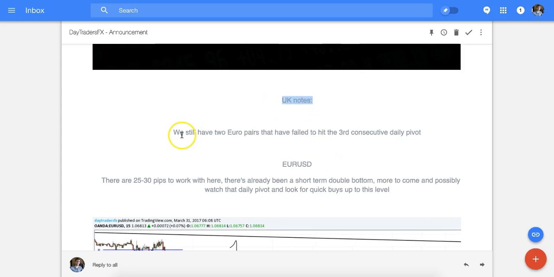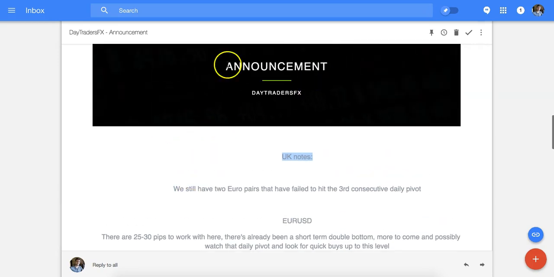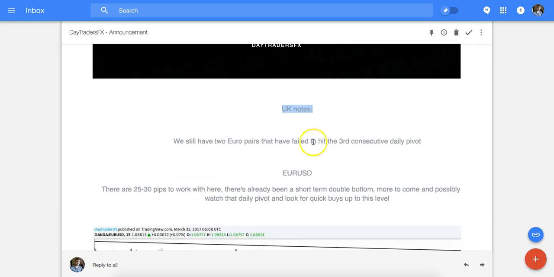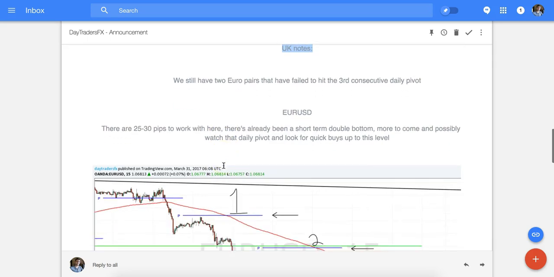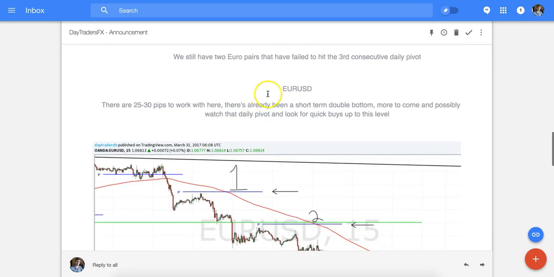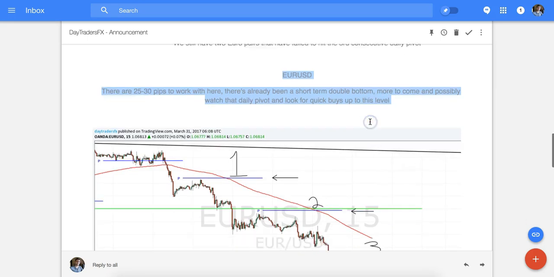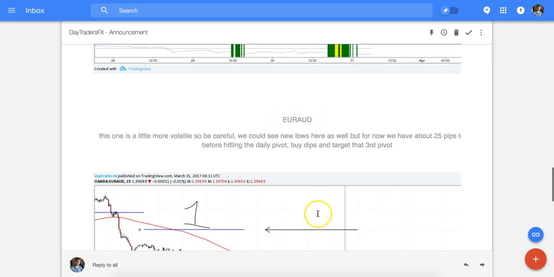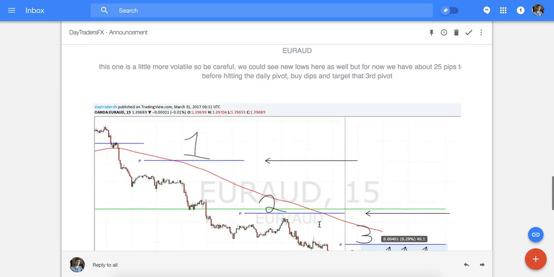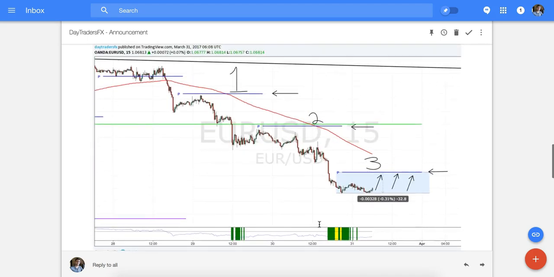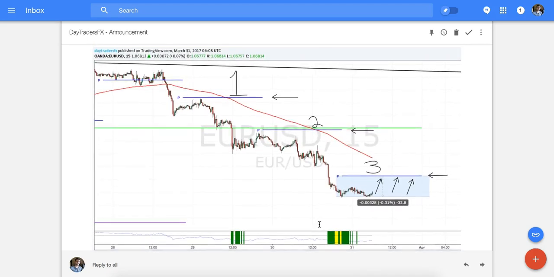UK notes. We'll usually have a date in there, but you can just keep your current emails going. A couple of notes and a couple of things to bring up, and then I'll go right into brief explanations, Euro dollar chart, Euro Aussie chart. And that's it. It's pretty simple. Sometimes there's one chart and one note. Sometimes there's 3 or 4 or 5.